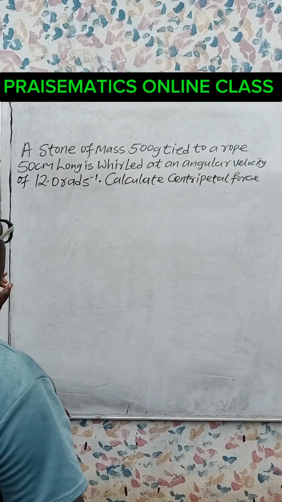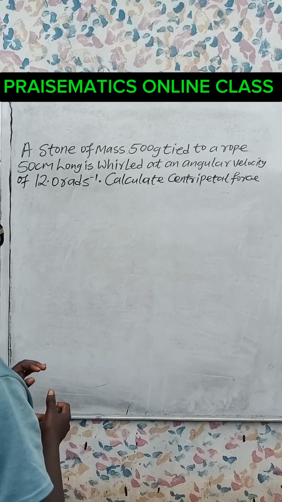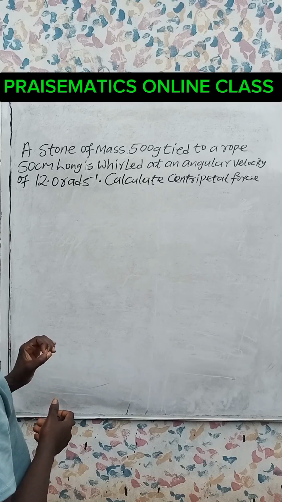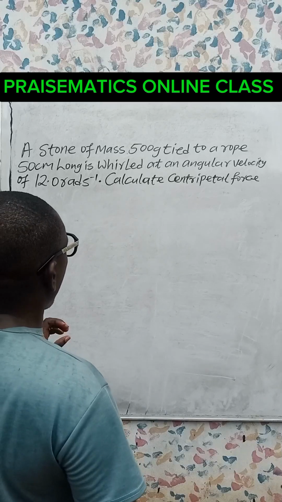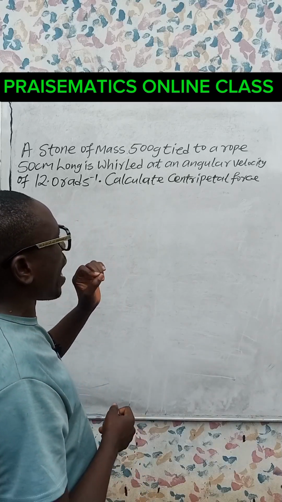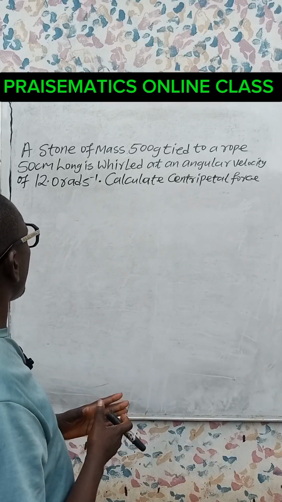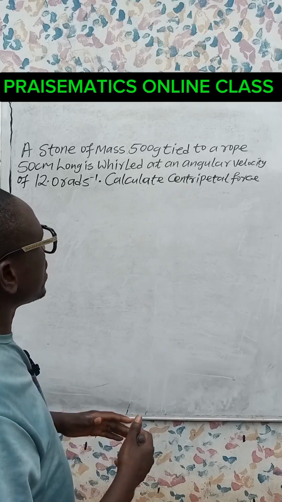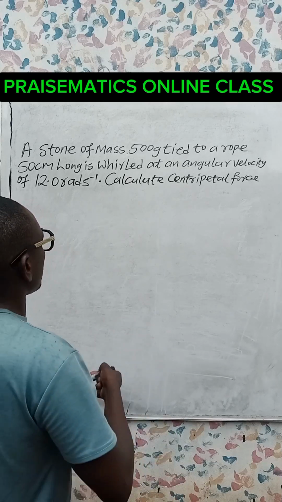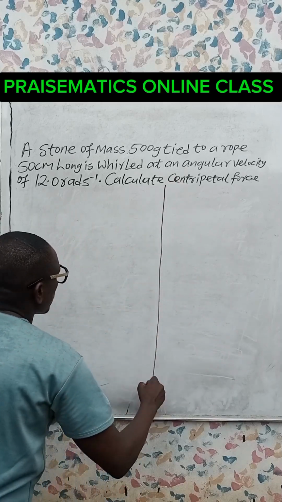The question says a stone of mass 500 grams tied to a rope of 50 centimeter long is whirled at an angular velocity of 12.0 rad per second. Calculate the centripetal force. Okay, solution.